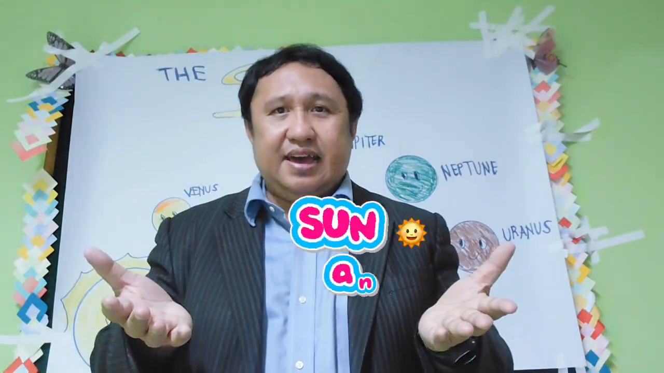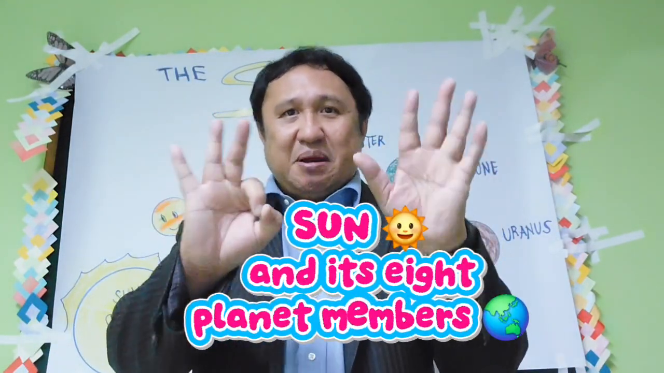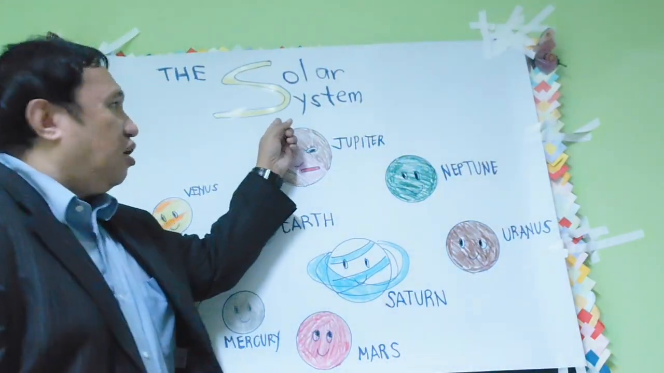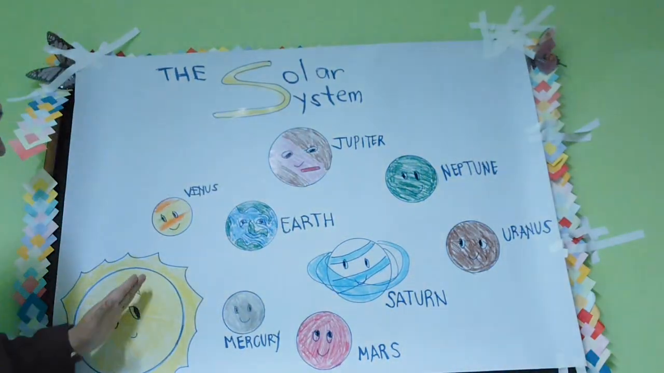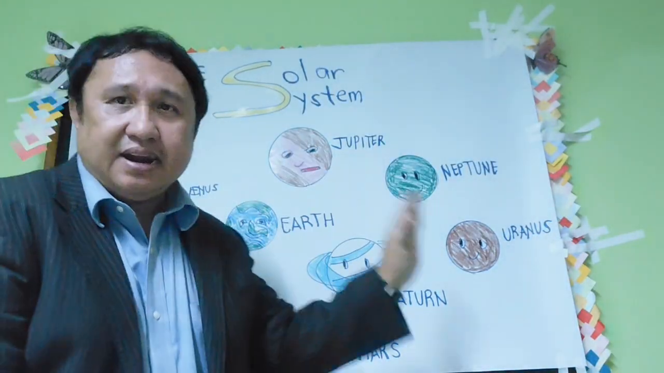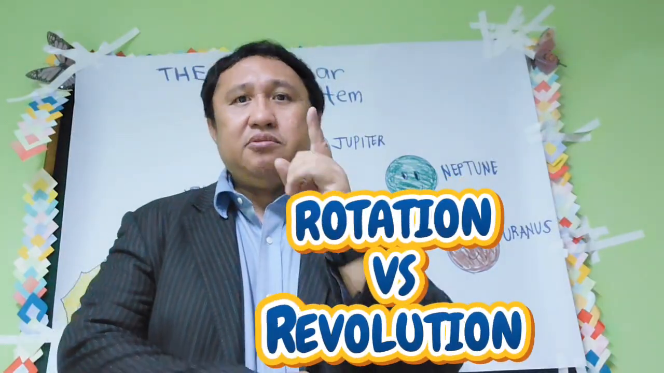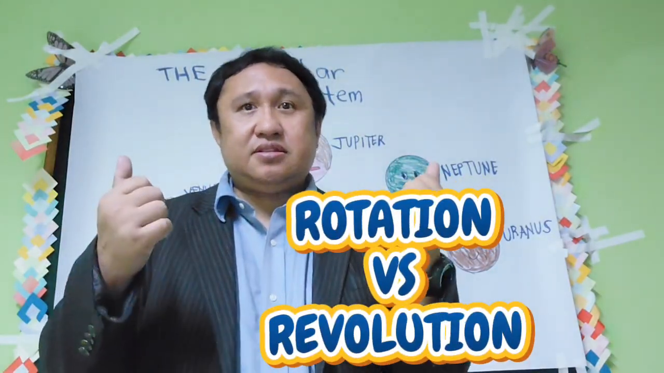Today we're going to study and learn about the solar system, which is the family of the Sun and its 8 planet members. The solar system is made up of the Sun and its 8 family planet members. But today, let's first discuss rotation versus revolution.